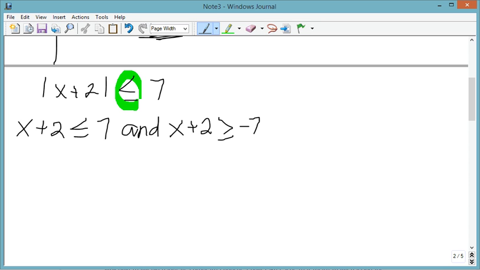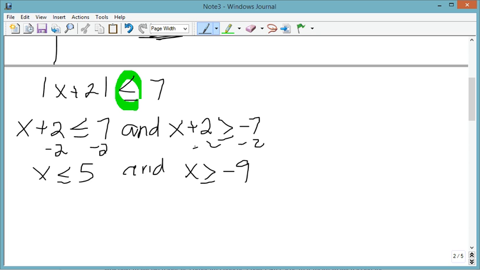We solve each of these. So I have x is less than or equal to 5, and x is greater than or equal to negative 9.